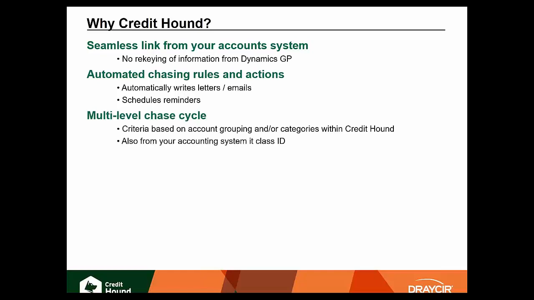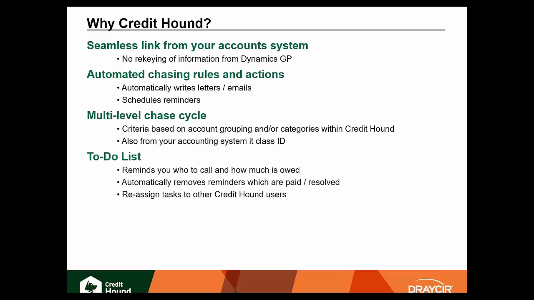Now don't worry, because I can do multi-level chasing. So therefore, based on an account grouping or a category within Credit Hound, or maybe using something like the class ID in Dynamics itself, I will be able to stipulate who I want to chase and when. So for an example, I might want to chase problematic customers far firmer and more often than maybe someone like a key account, and I can do that.